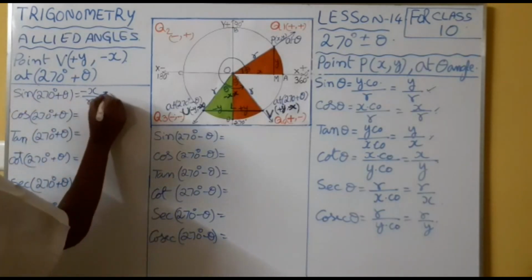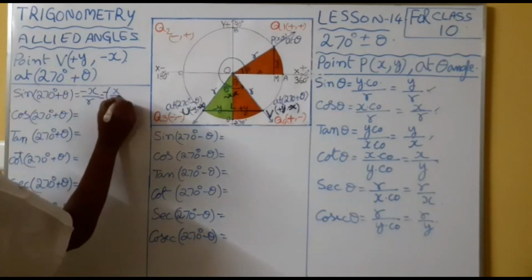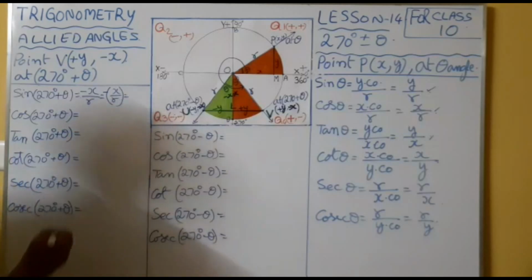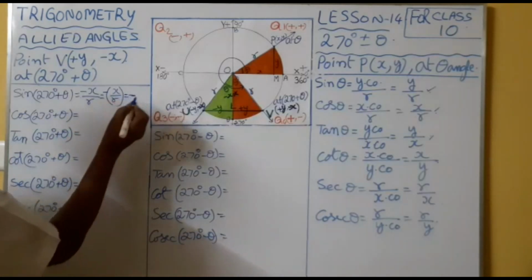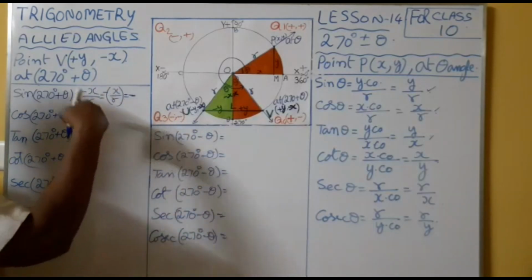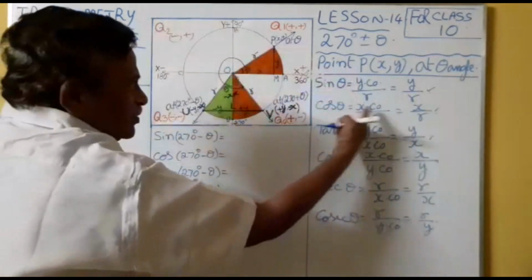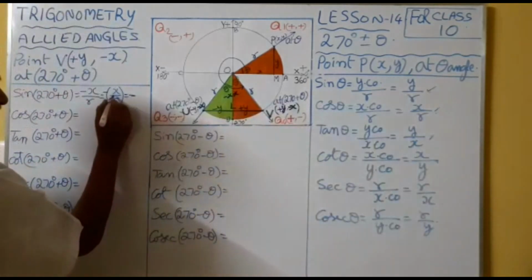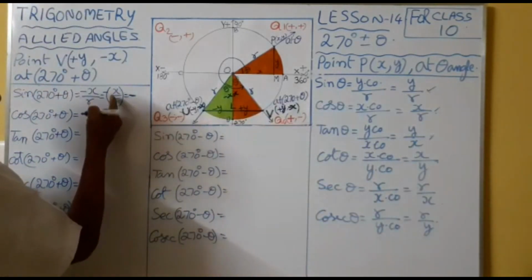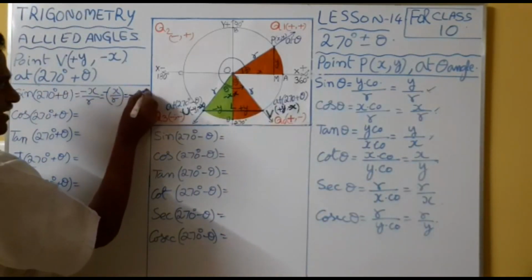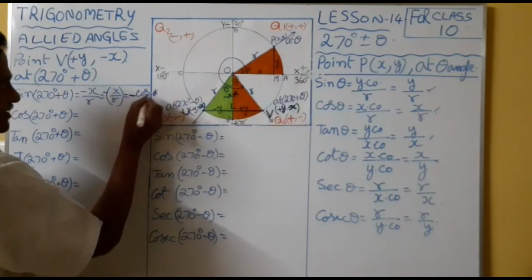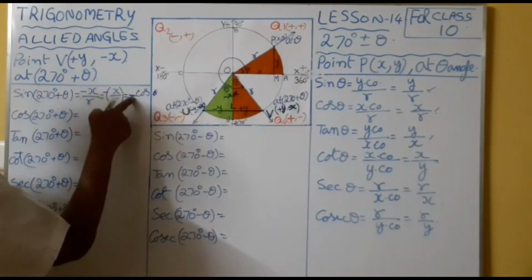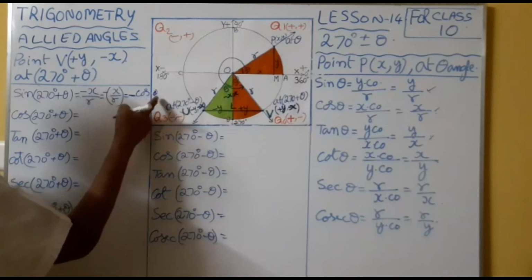This is equal to minus of x by r. That is equal to minus, what is x by r with respect to theta? X by r is cos theta. Therefore, instead of x by r, write cos theta. Minus cos theta.